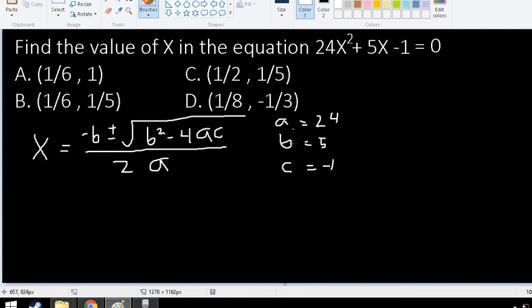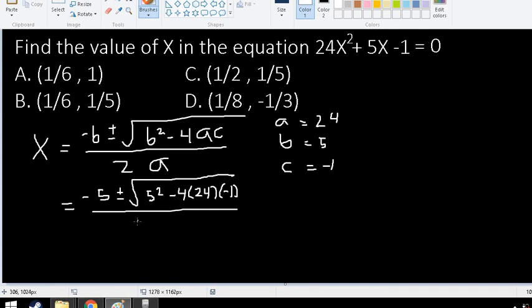Then we substitute a, b, and c into the formula. We'll get negative b, which will be negative 5, plus or minus the square root of b squared, which will be 5 squared, minus 4, a being 24, and c being negative 1, all over 2a, a being 24.